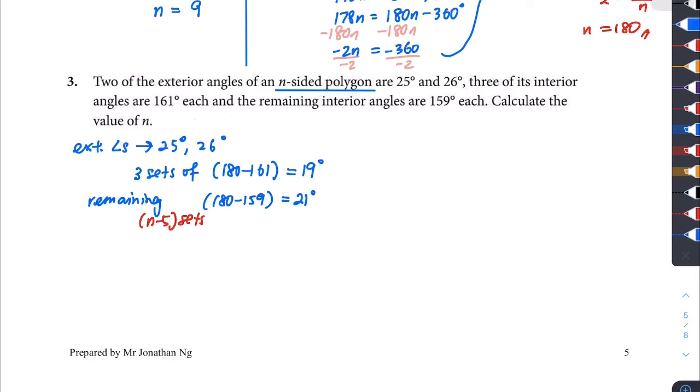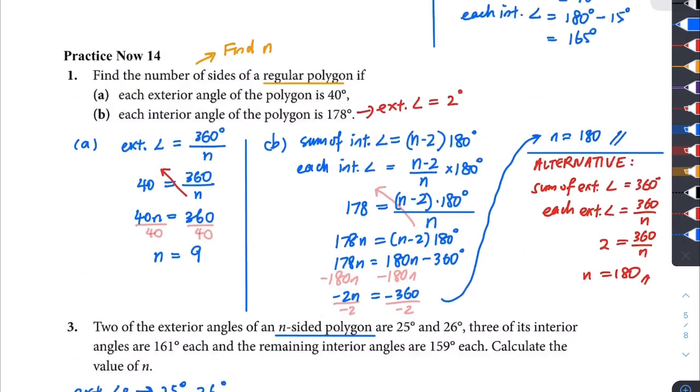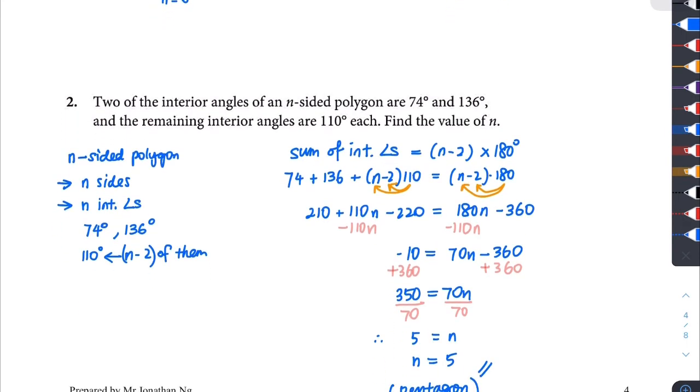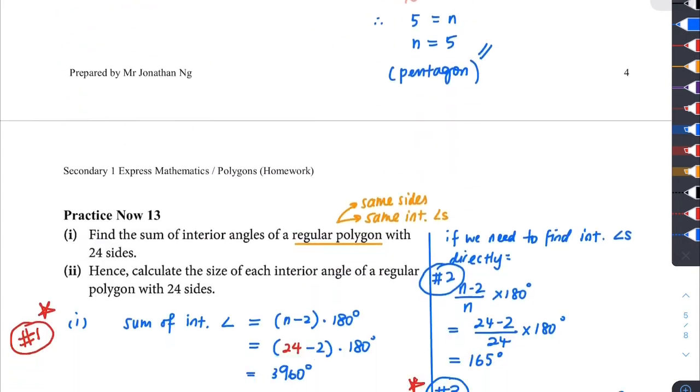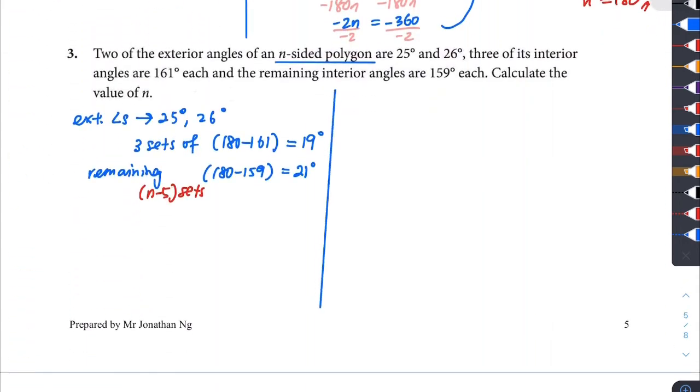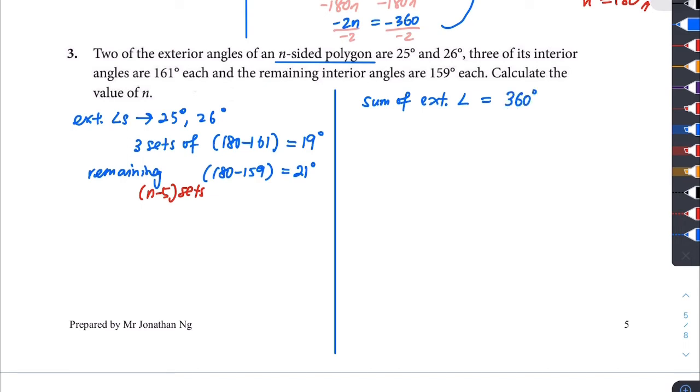Instead of using the exterior angle, you can use your interior angle, and also you can use your exterior angle, up to you in this one. If you were to use your interior angle, it will look something like question 2 on the previous page. Here we are just going to focus on the exterior angle so that I can show you different ways of doing it. The key thing is you have to be flexible. Your sum of exterior angles would be 360 degrees. So we have your 25, your 26, your 3 times 19, and your n minus 5 times 21. This is equal to 360.